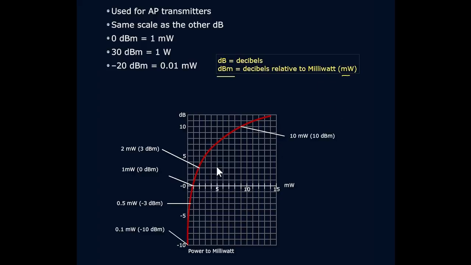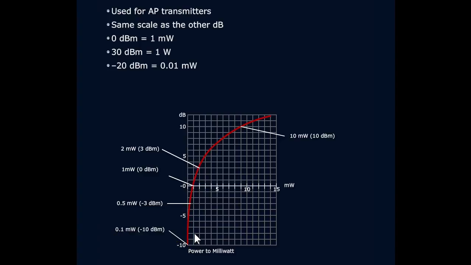So if I have something that generates 2 milliwatts, remember that's 3 decibels of energy. That's that 2 to 3 rule that we talked about before. If I have 10 milliwatts, that takes us to 10 decibels, right? -3 decibels, we'd find that at 0.5 milliwatts, or half a milliwatt. If I go down to 0.1 milliwatts, that's -10 decibels, all right?